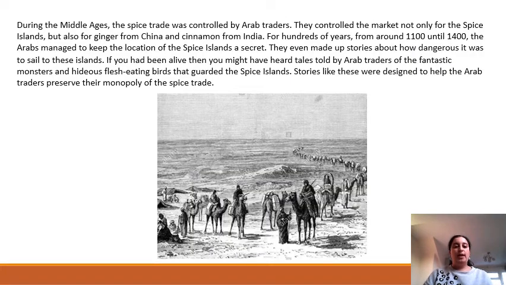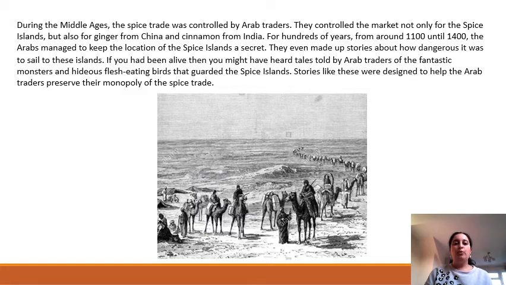So during the Middle Ages, the spice trade was actually controlled by Arab traders. They controlled the market not only for the Spice Islands, but also because they were able to get ginger from China and cinnamon from India. And for hundreds of years, from around 1100 to 1400, the Arabs managed to keep the location of the Spice Islands a secret. They did this by making up stories about how dangerous it was to travel to the islands. Some of these stories involved monsters and hideous flesh-eating birds.